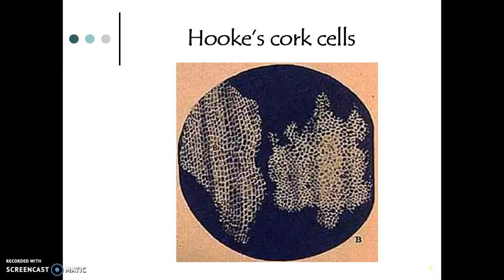And here's the sample of cork that he looked at. You can see those regular rows of squares that to him looked like his monastery bedrooms.